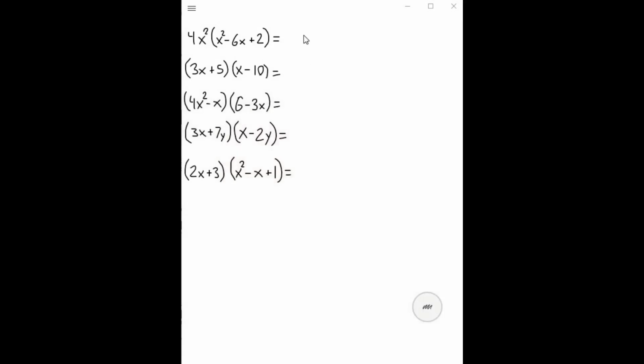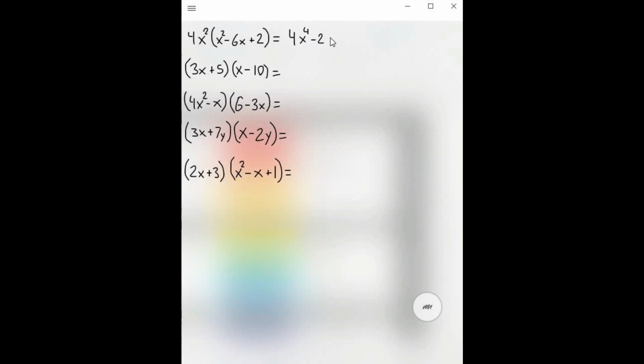Let's try solving these using the distributive law. So remember, when variables multiply by each other, their exponents add. That's why we have 4x to the power of 4 minus 24x to the power of 3 plus 8x squared.